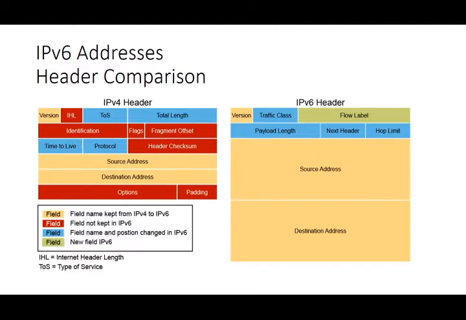Next, in IP version 4 we have the total length, and in IP version 6 we have the payload length. We don't have the total length, we have the payload length, the length of the payload here. So the name and the position were changed. We have a time to live value in IP version 4; we call that the hop limit in IP version 6. But again, it is there to prevent routing loops.